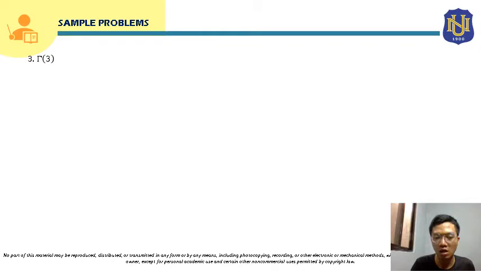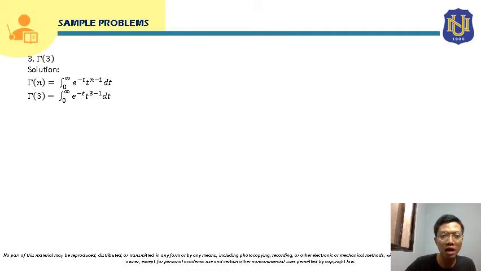Number 3, so this is gamma of 3. So for our solution, again, we are going to use our formula here. We just substitute 3 to n. So we substitute 3 here for this n and for this n. So gamma of 3 is equal to integral of e raised to negative t times t raised to 3 minus 1 dt from 0 to infinity. And 3 minus 1, that will just be 2. So this will become t squared.